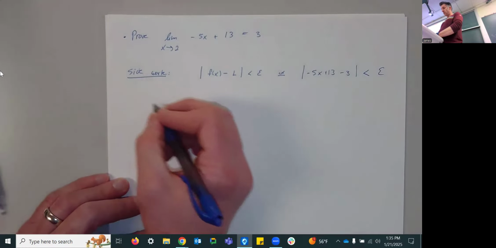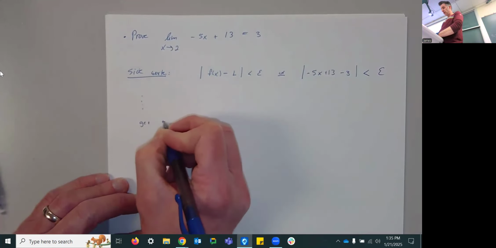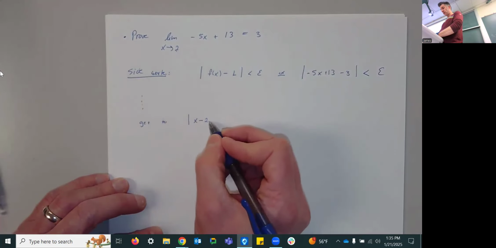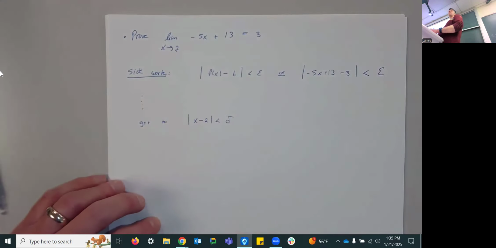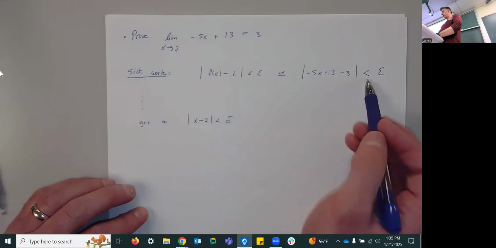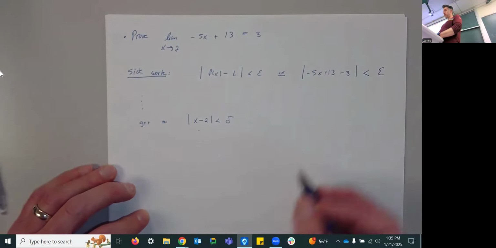And we're trying to get to something like the absolute value of x minus whatever x is approaching, which is 2 in this case, to be less than some delta. And that delta needs to be in terms of epsilon. So the idea here is we're going to work with this until we get to something that looks like that. Okay, so let's see here.